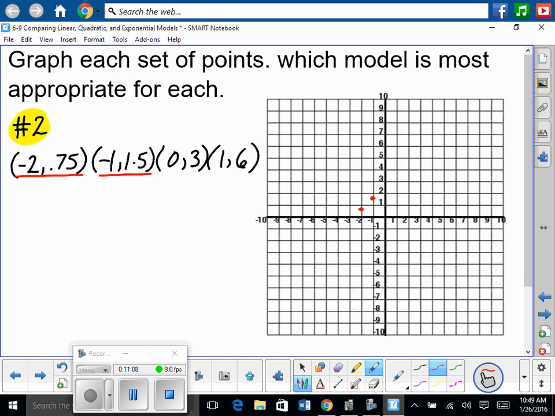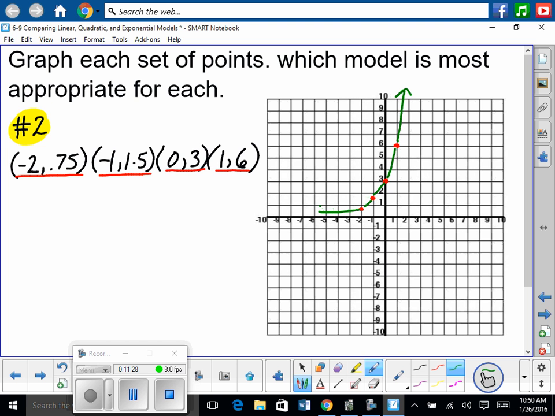Now I'm going to plot this point. Over 0, up 3. Now I'm going to plot this point. Over 1, up 6. So then I'm going to go ahead and draw in my graph here.